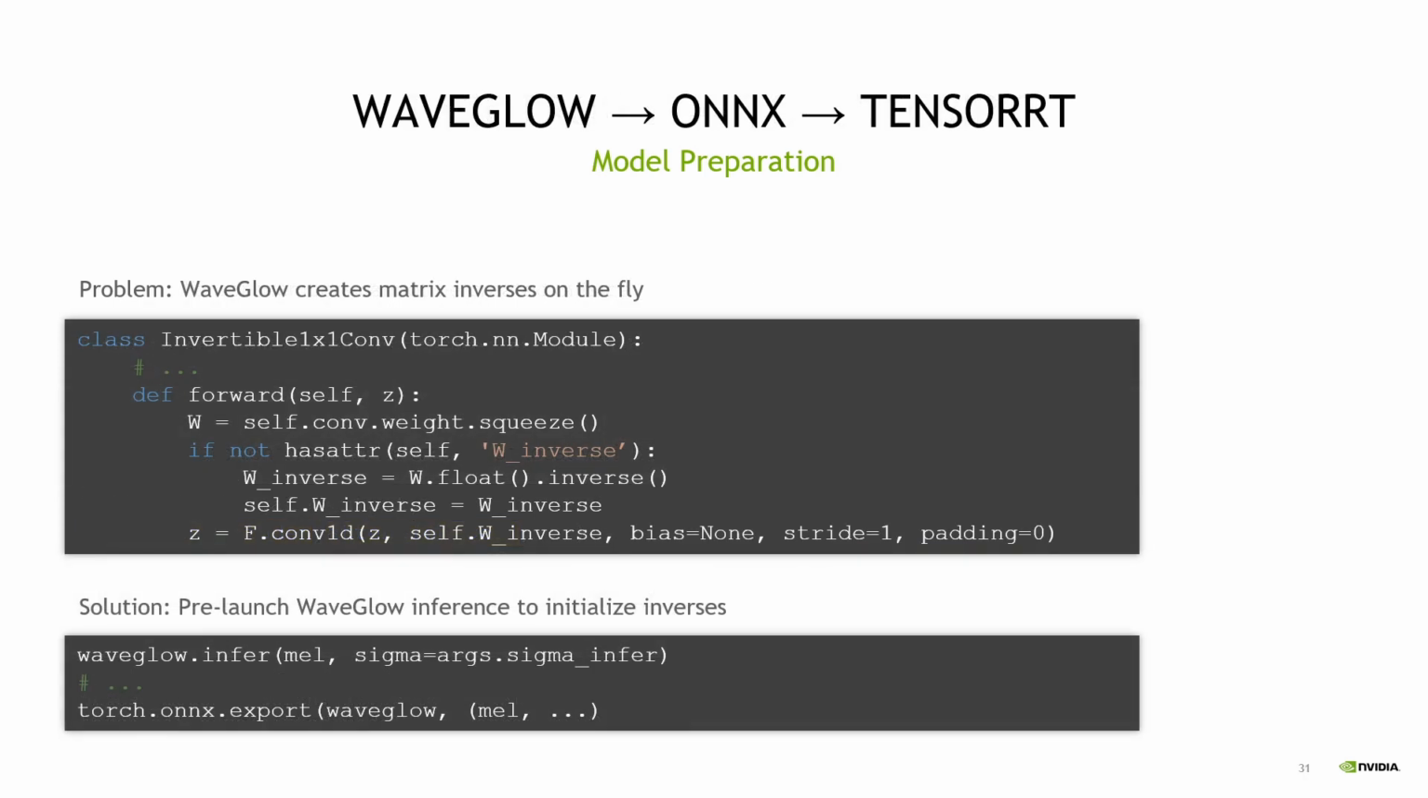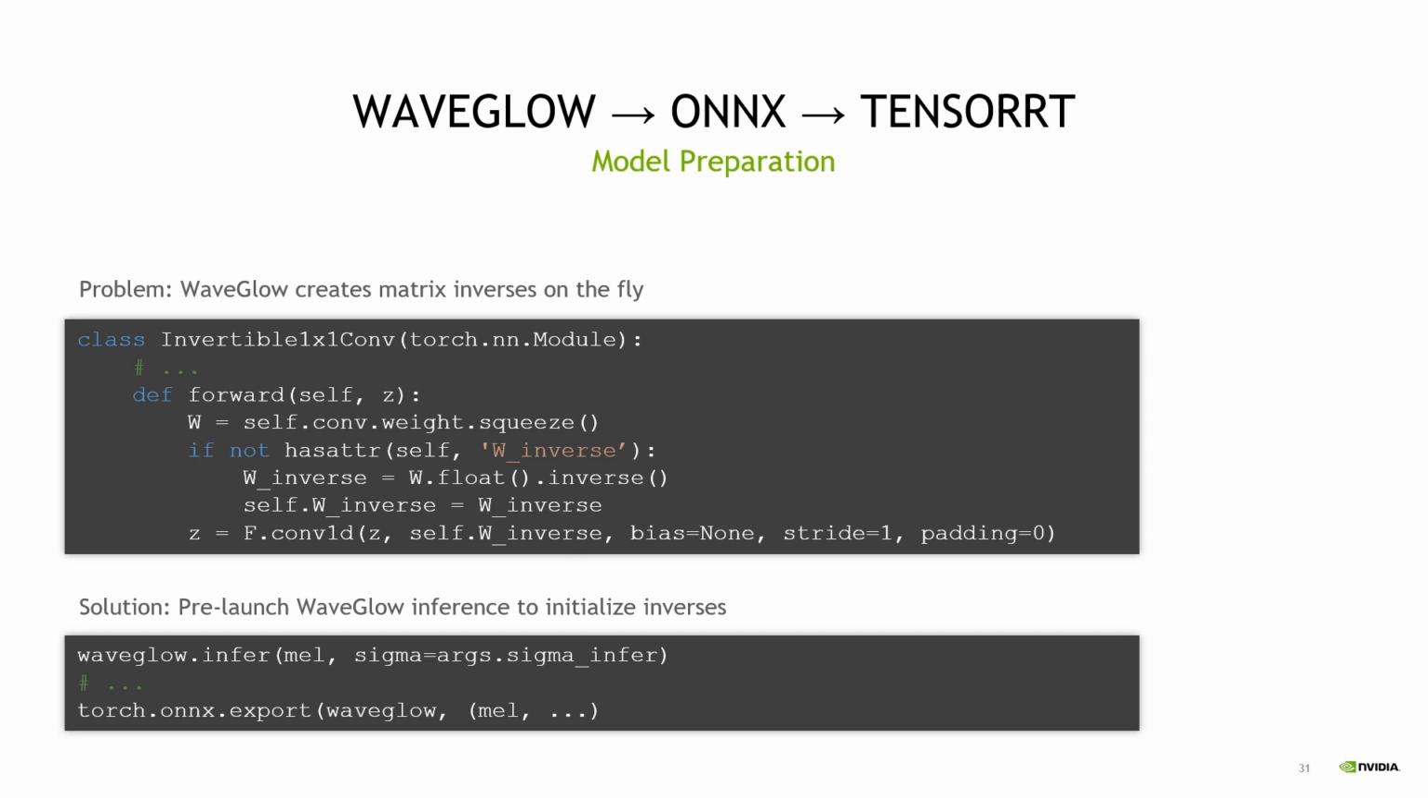For WaveGlow, we have taken another approach. Here we were able to export the model to ONNX and then to TensorRT, but it required some additional code to be able to do it. The problem at the moment when we were implementing the export was that 1D convolutions were not supported by ONNX, so we had to change those convolutions into 2D convolutions.